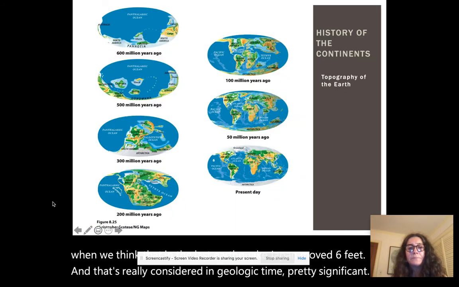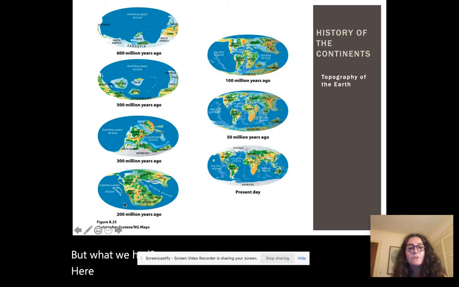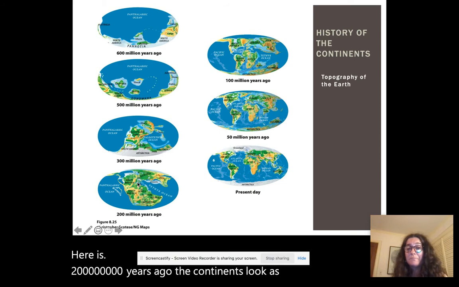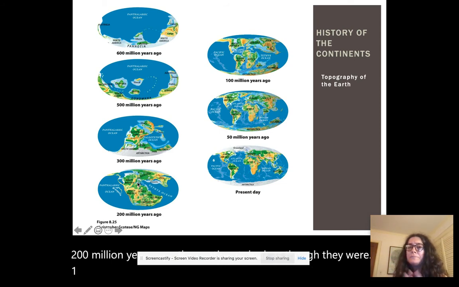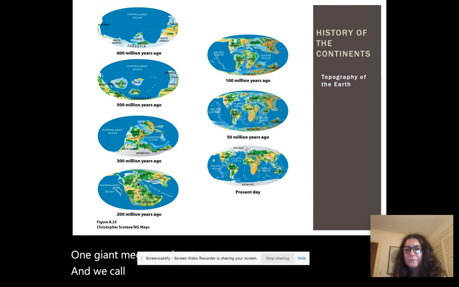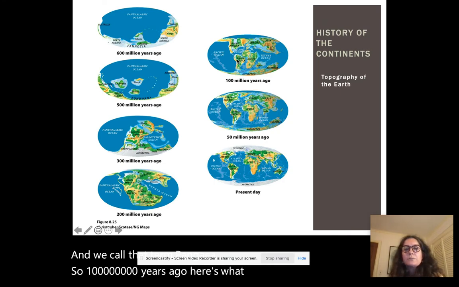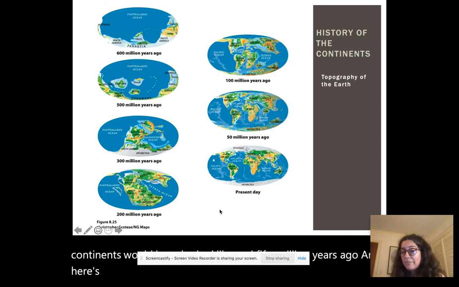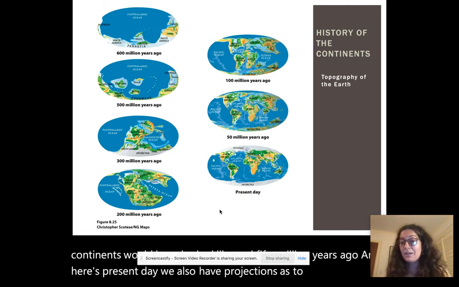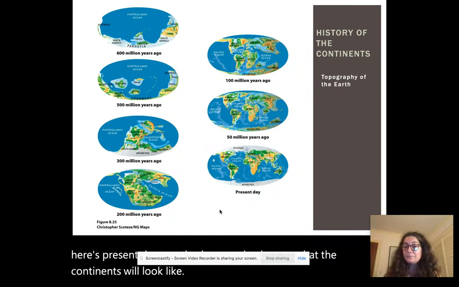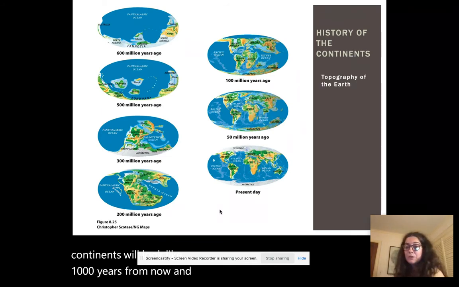But what we had here is 200 million years ago, the continents look as though they were one giant megacontinent. And we call that term Pangea. So 100 million years ago, here's what the formation of the continents would have looked like. And 50 million years ago, and here's present day. We also have projections as to what the continents will look like 100,000 years from now, and then 5 million years from now, 10 million years from now, and our continents continue to move and change.